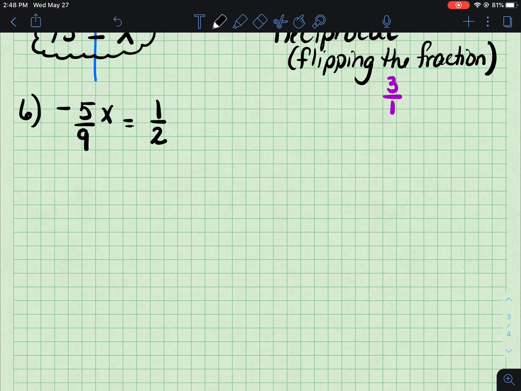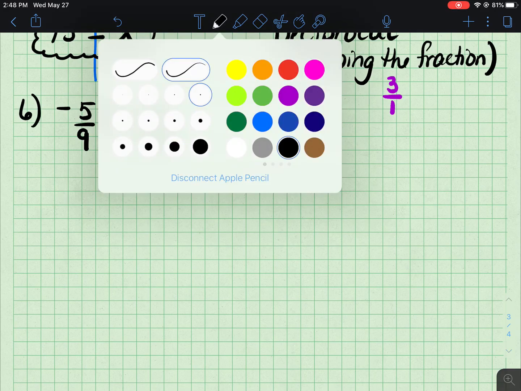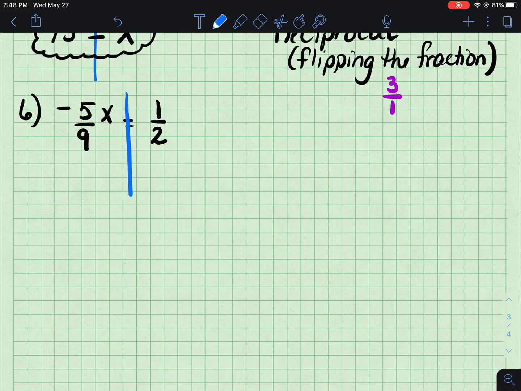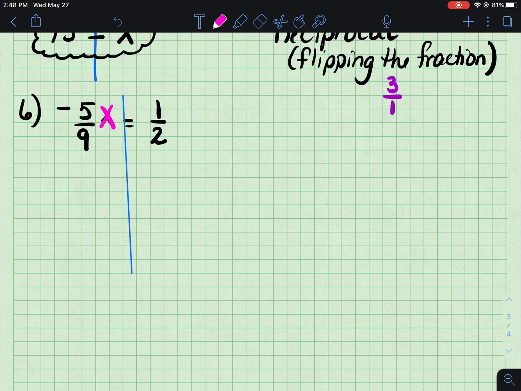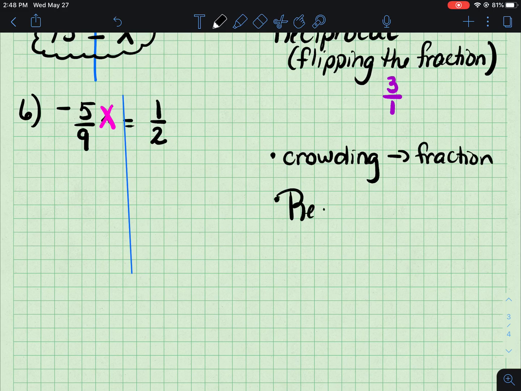Okay, first things first. Draw your line so you know the different sides of your equation. Next, what wants to be alone? My x wants to be alone. What's crowding my x? A -5/9. It's a fraction. As soon as I see that the crowding is a fraction, you should think of that big R word. And the big R word? Reciprocal.